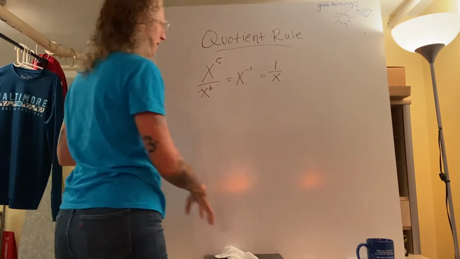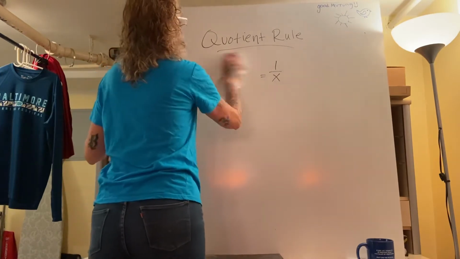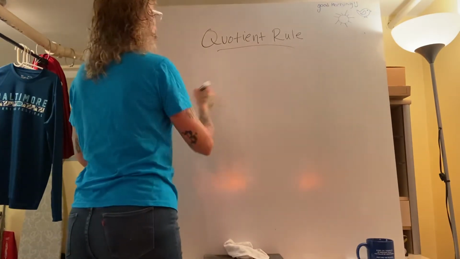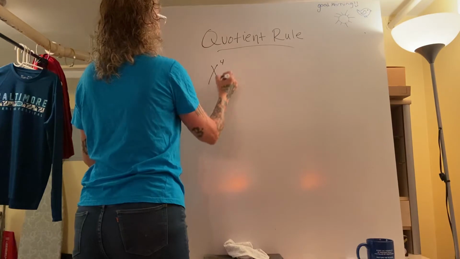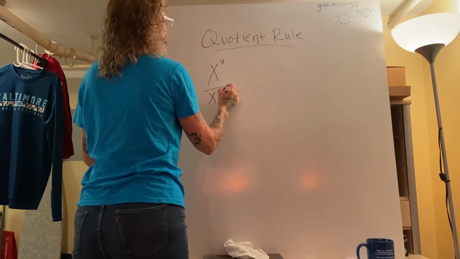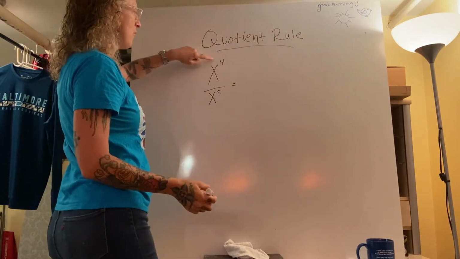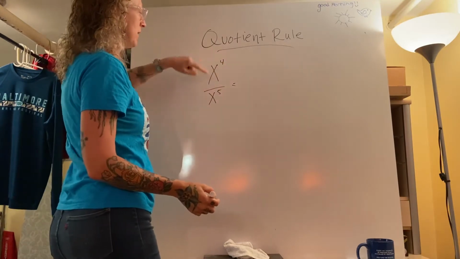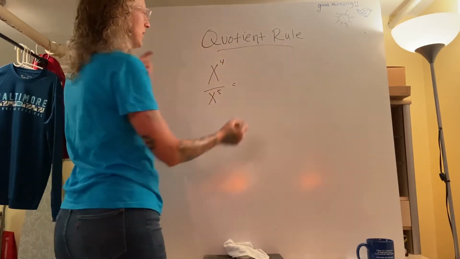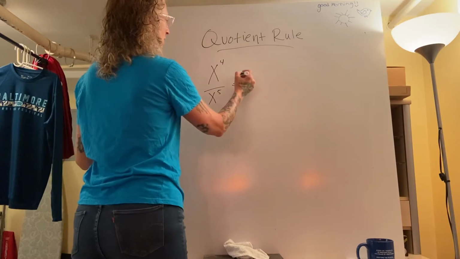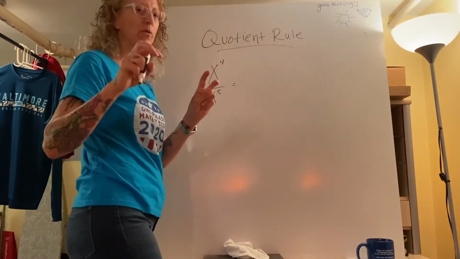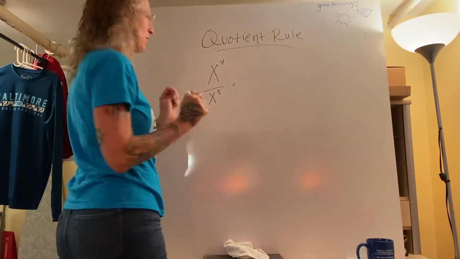Does that make sense? So let's try another one. Let's say I have x to the fourth over x to the fifth, right? 4 minus 5 is negative 1, but 5 minus 4 is 1. So we would just stay on the bottom. So either way you write it. Let's do the official way. I'm trying not to confuse you, but I feel like it's getting worse.